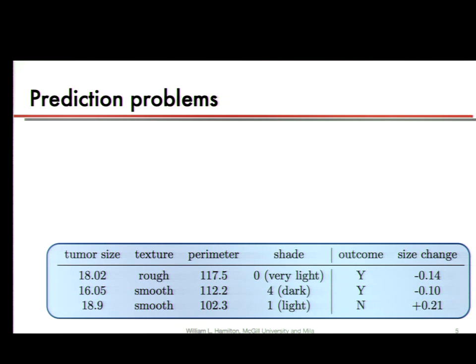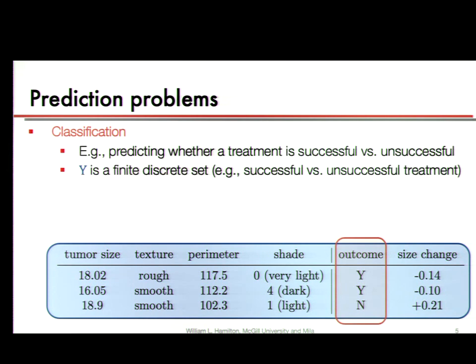So in terms of prediction problems, as I mentioned in the last lecture, there are two major types of supervised learning prediction problems, the first being classification. Here, for example, we're trying to predict whether a treatment is successful versus unsuccessful, whether or not a tumor reoccurs. The important thing is that our target, our output, is a discrete or categorical set. Most often you'll see what's called binary classification. That's where we're just predicting yes or no, so 0 or 1.